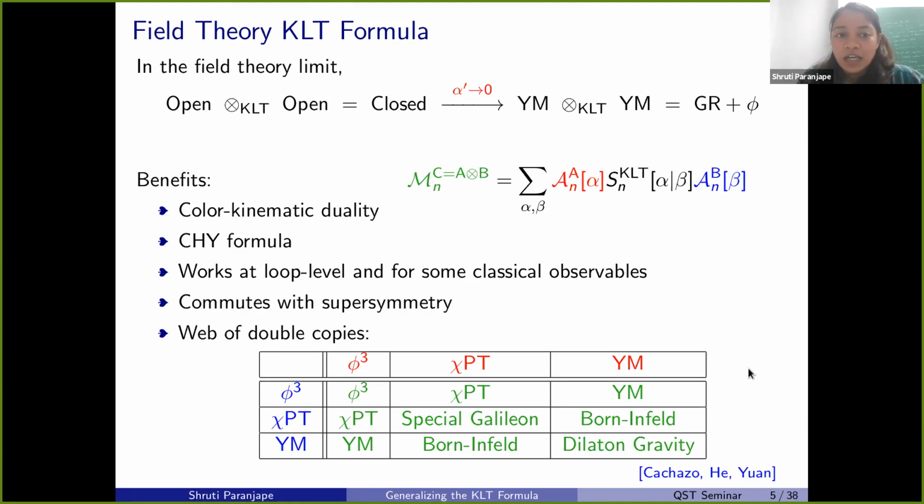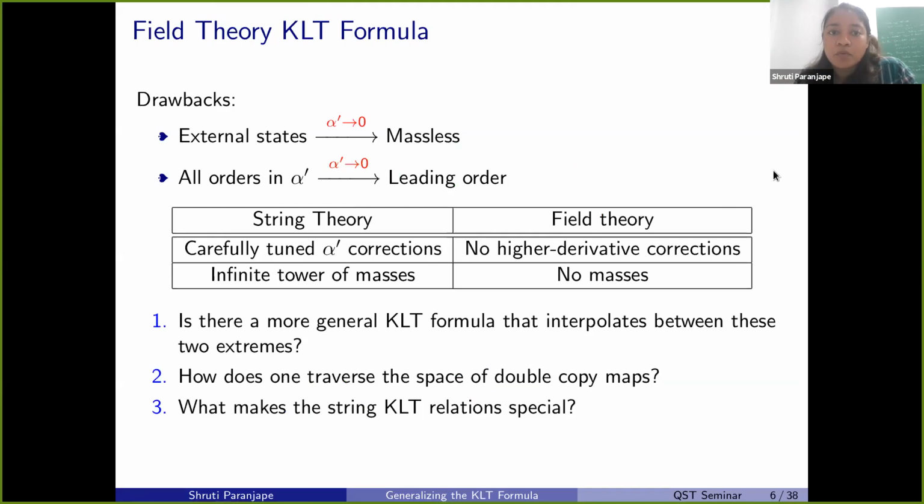Okay, great. So as I said, there are benefits of taking this field theory limit, but there are 2 important drawbacks, which we already discussed. One is that you are at the leading order, and so you don't have higher derivative stuff. The second is because you've taken alpha prime to 0, you're only left with the massless modes. So you have this strange dichotomy where in string theory, you have infinite corrections, an infinite tower of masses. And on the other side, you have field theory where you have no higher derivative corrections and no masses. So the idea in this talk is going to be to build a bridge between these 2 regimes.